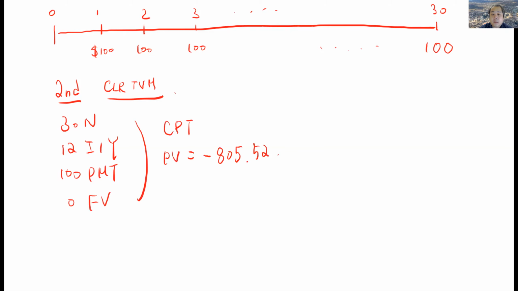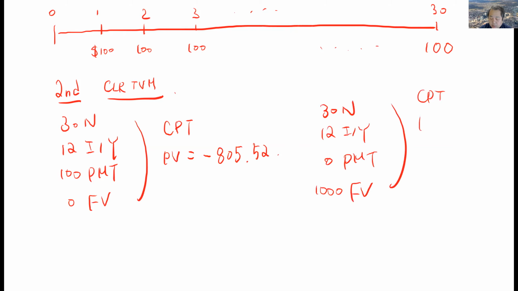Now it's time to get the present value of the par value. It is just finding the present value of a one-time cash flow. Using this calculator, again, second, clear TVM, N equals 30, I/Y equals 12, PMT 0, and 1,000 future value. Compute present value, and you will see the present value equals negative 33.38.